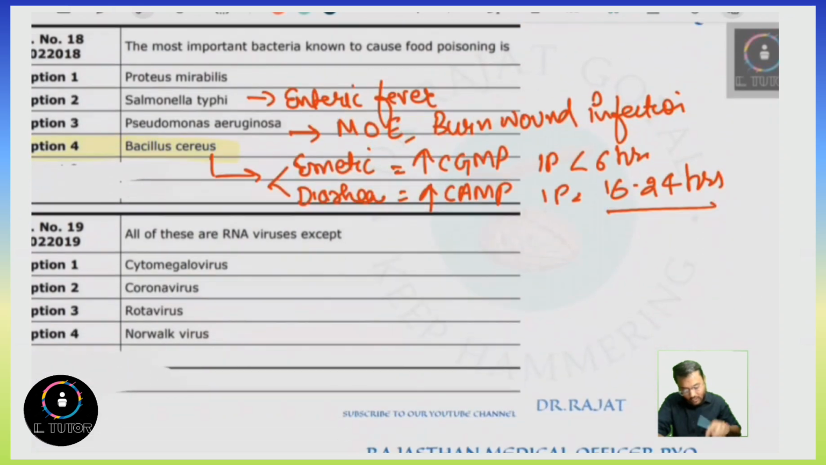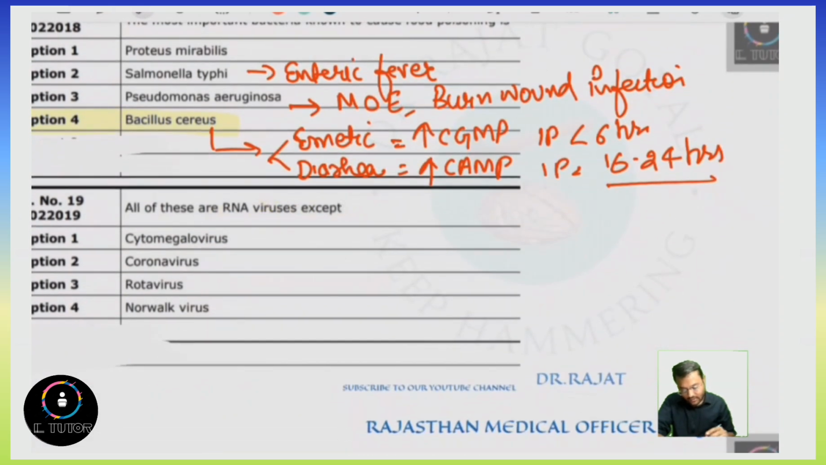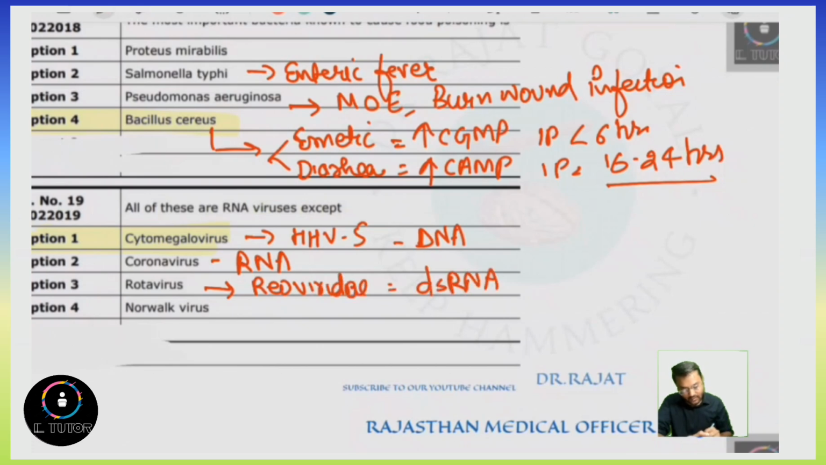Next question: all of these are RNA viruses except. Option A is cytomegalovirus, option B coronavirus, option C rotavirus, and option D Norwalk virus. So the answer will be cytomegalovirus. Cytomegalovirus is HHV5, human herpes virus 5, and it is a DNA virus. Coronavirus is an RNA virus. Rotavirus, which belongs to Reoviridae, is a double stranded RNA virus, and Norwalk virus is also an RNA virus. So the answer here will be cytomegalovirus, which is a DNA virus.